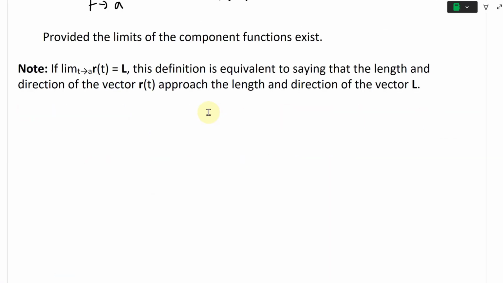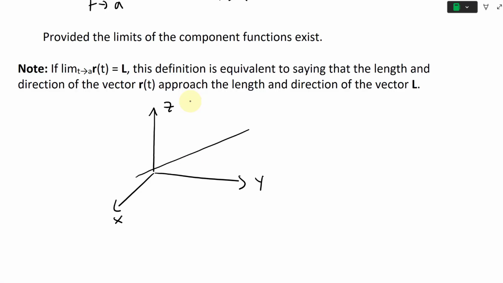Here I'll quickly try to visualize this, just off the top of my head. This is going to be in 3D, with x, y, and z axes. Let's say we had an L like this. Technically this wouldn't be a vector, it would be just a line, and then there's a point right here. This point is the L vector at that point, because this defines the whole thing.